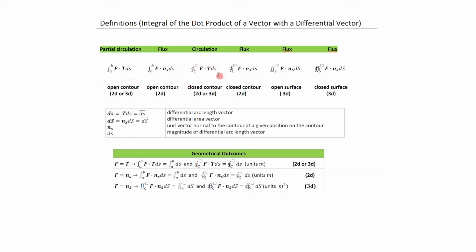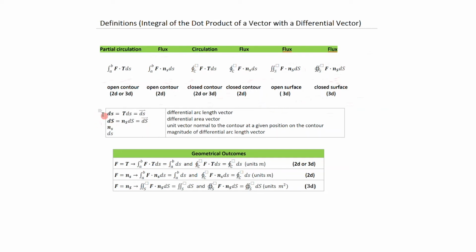Now this will be the definition for circulation, where you go once around a loop. In fact, when you talk about circulation, intuitively, you talk about going around the loop. So this is the actual definition for circulation. This is flux on a closed contour. This is flux on an open surface, and this is flux on a closed surface. Like I said, anytime you see a dot product with a normal to something, it's by definition going to be called a flux. This is 2D or 3D, 2D, 2D or 3D, 2D, only relevant for 3D. So here are now the different definitions.